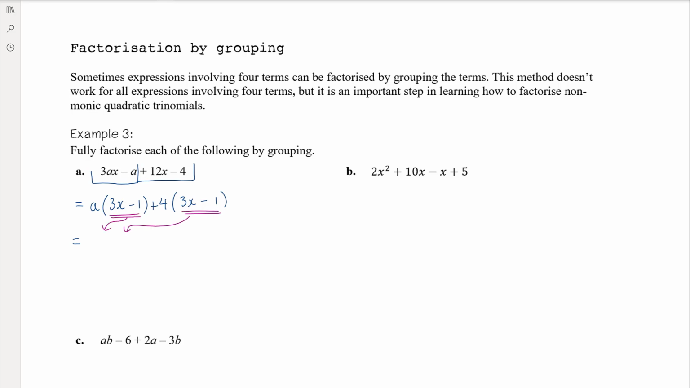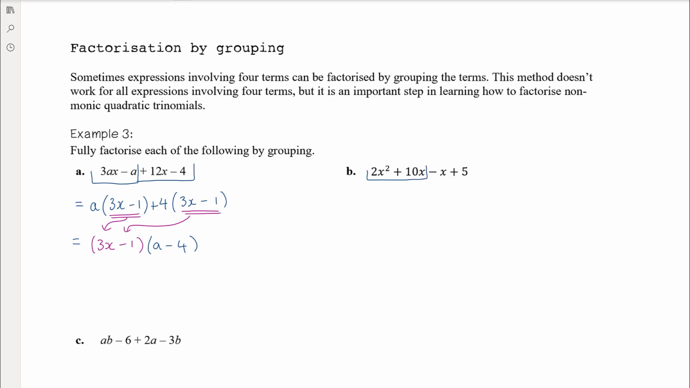We looked at examples of that earlier. So 3x minus 1 is a common factor here, and it is being multiplied by a minus 4. And now we have fully factorized: two things multiplied together. Okay, second example here, we want to look at grouping the terms, and you can shuffle them around if you want, but I'm happy enough here.